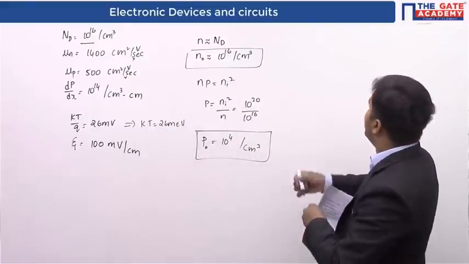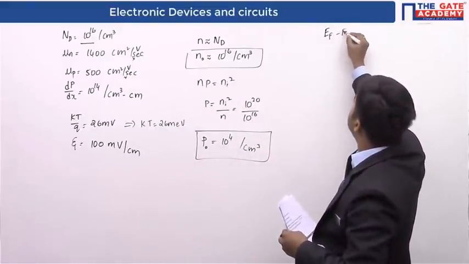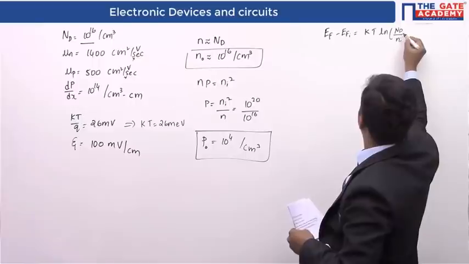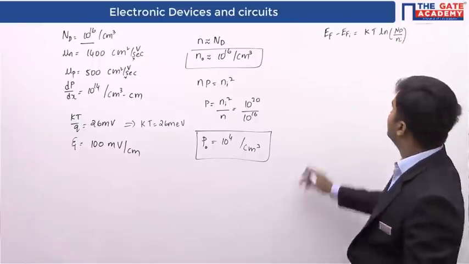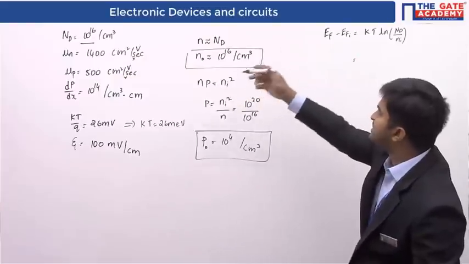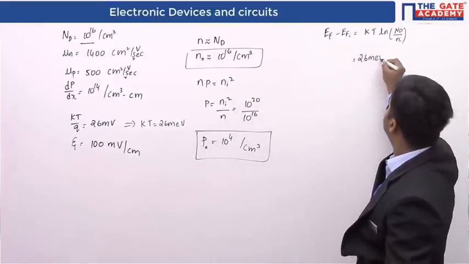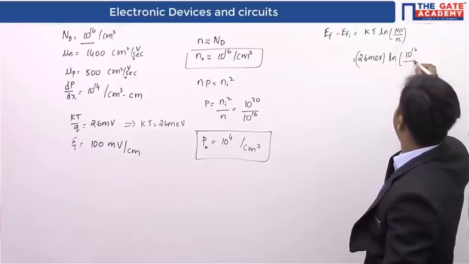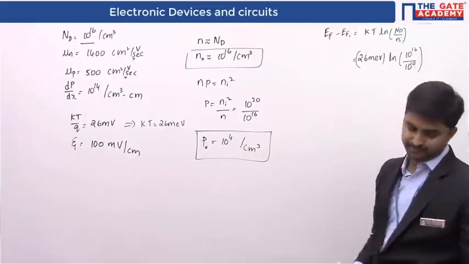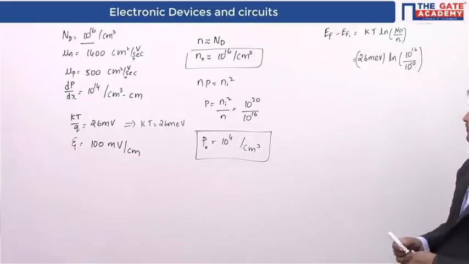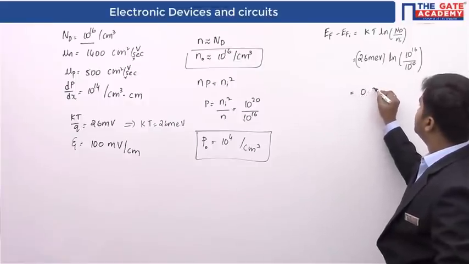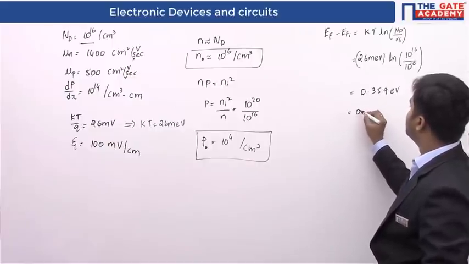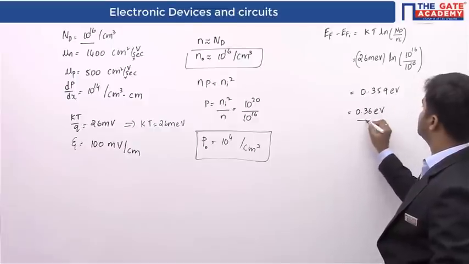The Fermi shift is given by EF minus EFi, which is equal to KT ln of Nd by ni. What is KT? It is 26 milli electron volt multiplied by ln of Nd by ni. What is Nd? 10 power 16 divided by 10 power 10. Please calculate this value. So the value comes to 0.359 electron volts, which is almost equal to 0.36 electron volts.